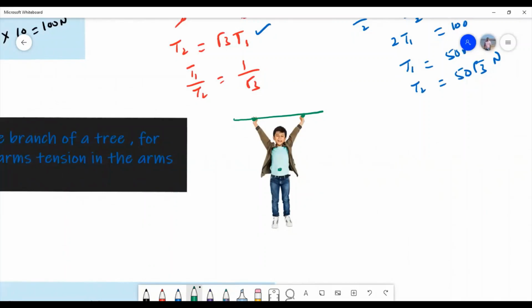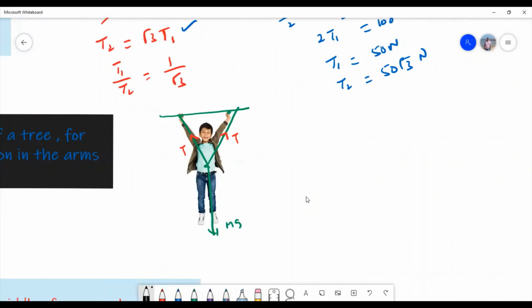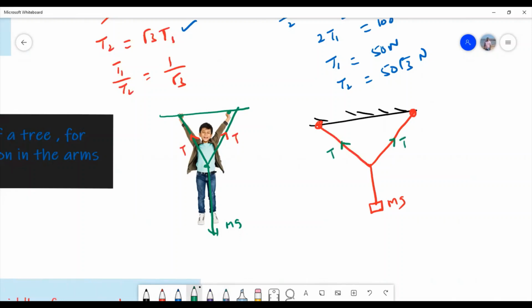Here what happened? His entire weight will act downward. So that's why his hands will experience some tension. There will be some tension. It is similar to the previous problem. So, okay, I'll draw the other diagram to understand better. Here, this is the branch of the tree, and these are the two hands of the boy. He is holding them, and his entire weight, let's take mg, is acting down.